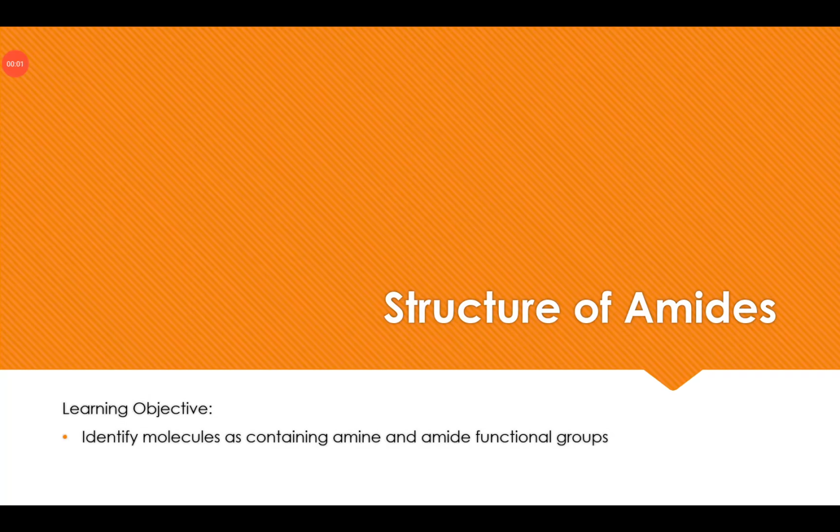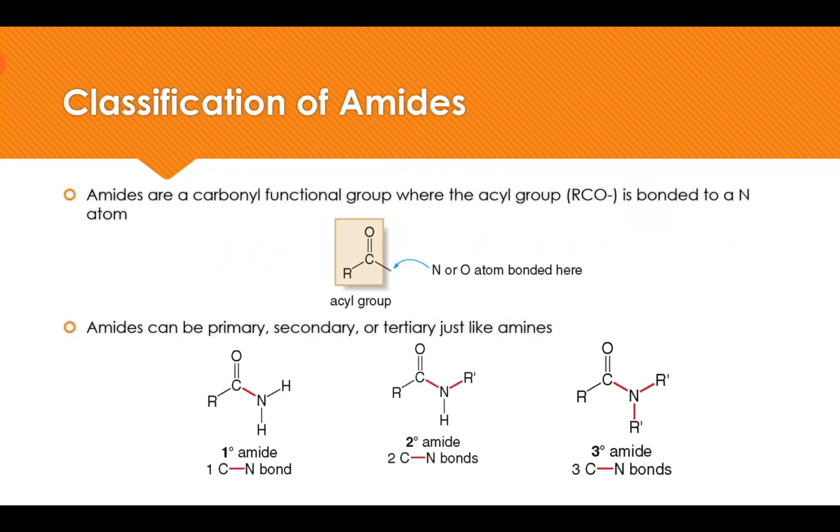In this video, we are going to be talking about the structure of amides. This is our other functional group for this chapter, and now we will be identifying molecules containing amines and amide functional groups. Amides are carbonyl functional groups that have an N attached here.